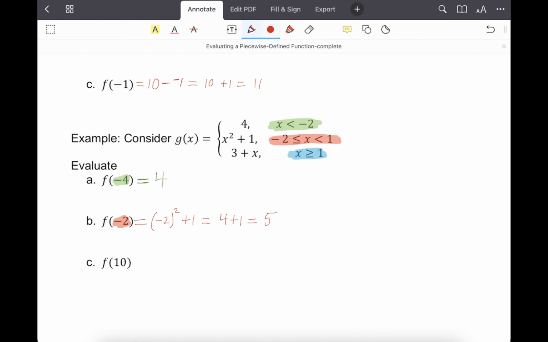The last one is 10, and 10 is greater than 1. So we use that third definition. We do 3 plus 10, which gives me 13.